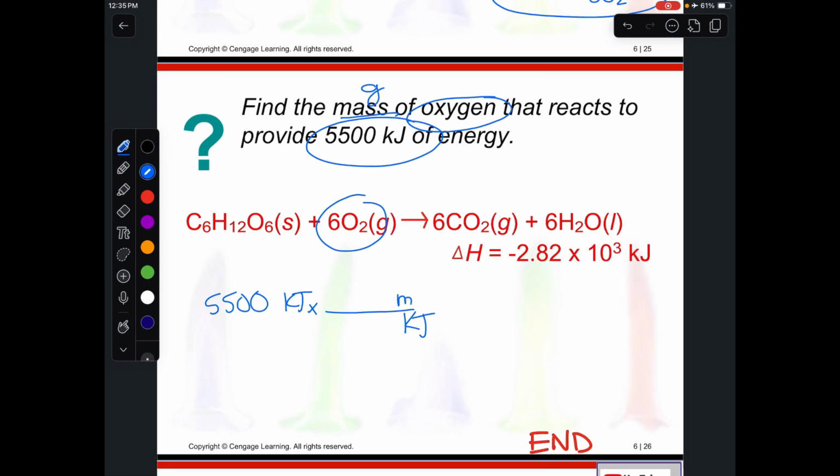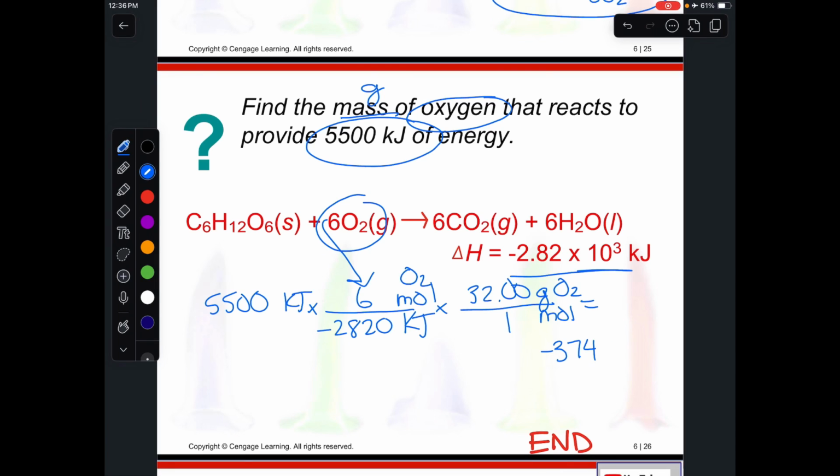So we're going to do the opposite of that last step that we just performed: kilojoules to moles. Remember, the moles gets the value that's in front, the coefficient, and the kilojoules gets whatever is provided here, so negative 2,820, and that's for the O2. Then we can do a moles to grams conversion to finish this off, and there are 2 O's in there. To do the math, I'm going to do 5,500 times 6 times 32 divided by negative 2,820. When you get an answer, you get negative 374. Actually, to round this to sig figs, it should be negative 370.